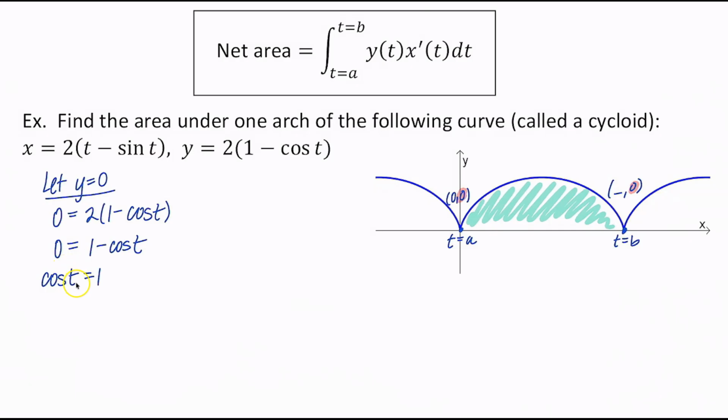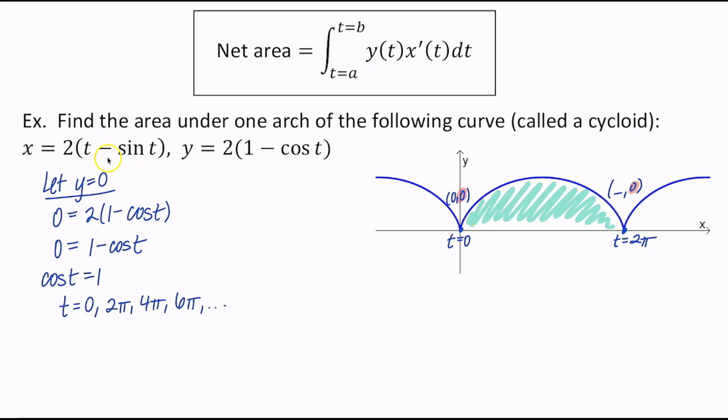All right, when is cosine t equal to 1? Well, cosine of 0 is 1. That's one answer. But it's also going to happen again at 2π and 4π and 6π and so on. And then it'll actually happen at negative 2π and negative 4π and negative 6π and so on. Hopefully we can see based on this graph that there's going to be infinitely many of those t values. But if we're only trying to find the area under one arch, then we just need t equals 0 and t equals 2π.